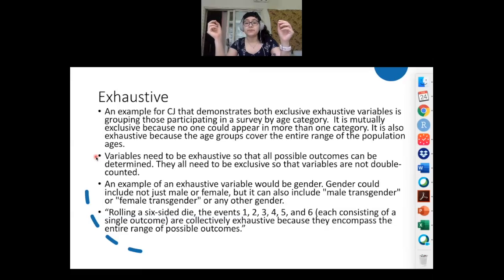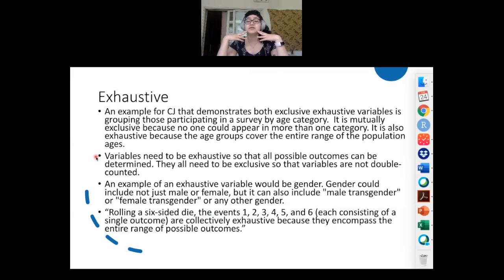So an example is grouping participants in a survey by age category. It is mutually exclusive because no one could appear in more than one category. It is also exhaustive because the age groups cover the entire range of the population ages, right? So we know that there are some outliers in age. There are people who live to 105, but if we provide a numeric category for them, they can fall within that range, right?